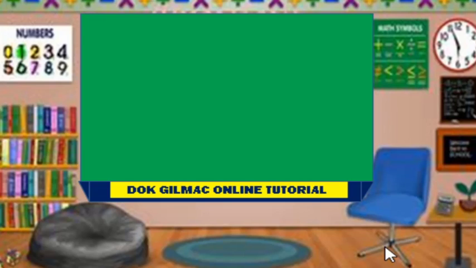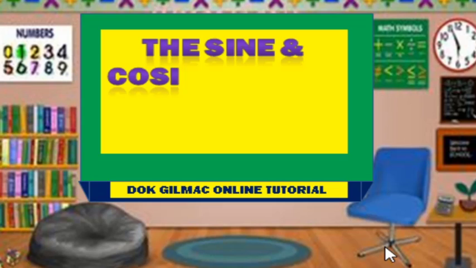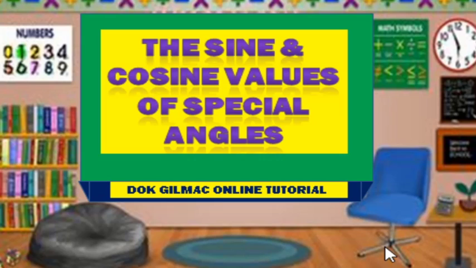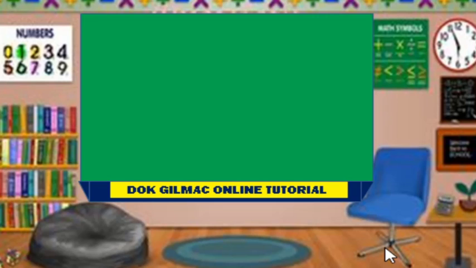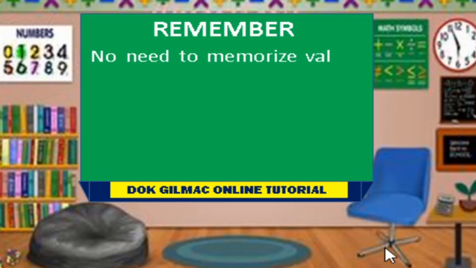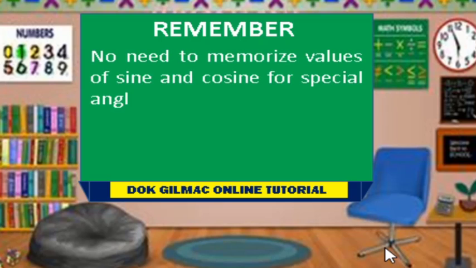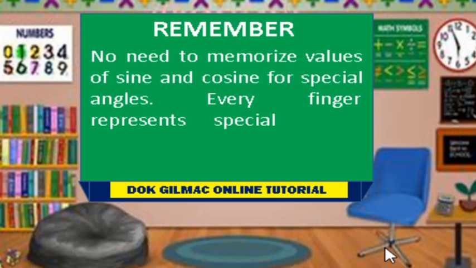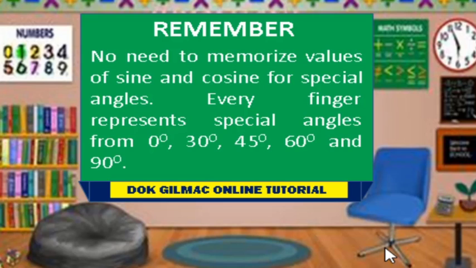The topic I will be discussing for today's tutorial is all about the sine and cosine values of special angles. Remember, no need to memorize values of sine and cosine for special angles. Every finger represents special angles from 0 degrees, 30 degrees, 45 degrees, 60 degrees, and 90 degrees.